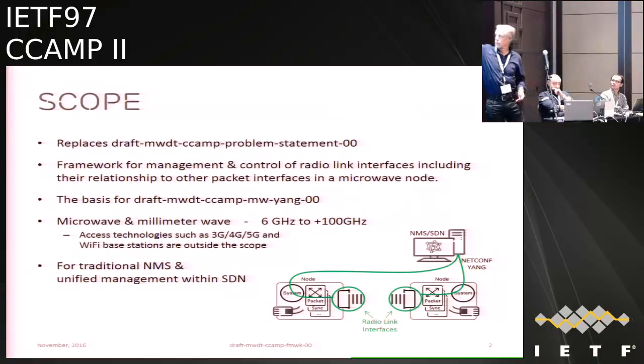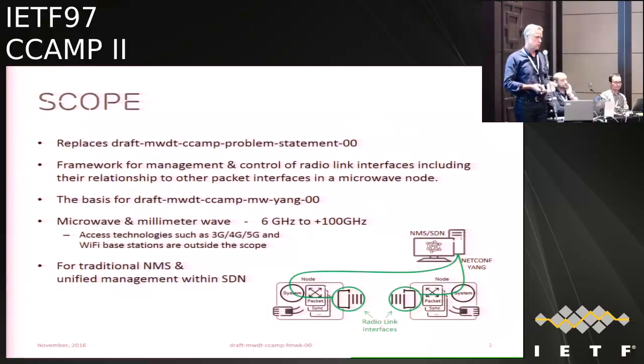So it's this part here of a microwave node. Other parts are not covered by this framework and are expected to be managed using other existing or emerging YANG data models. The scope includes the relationship between the radio link interface and the other interfaces in the node, of course. It's both microwave and millimeter wave. It's supposed to support both the traditional network management systems as well as the unified management concept within SDN. And it is the basis for the model that Amy will present in a short while.